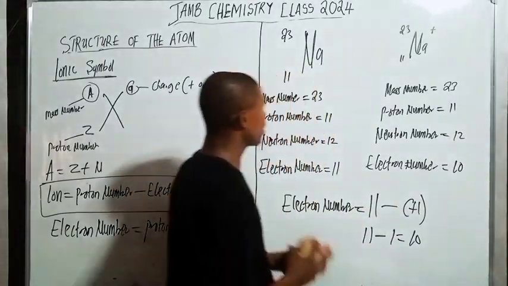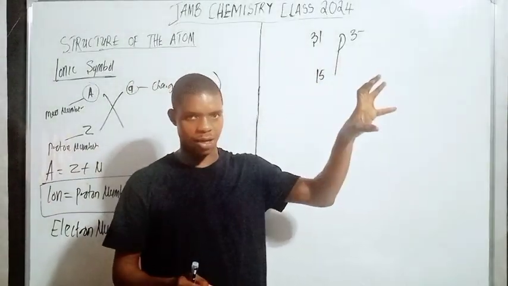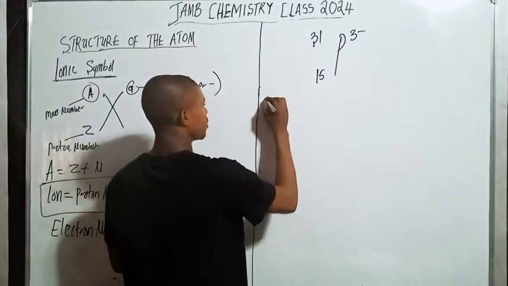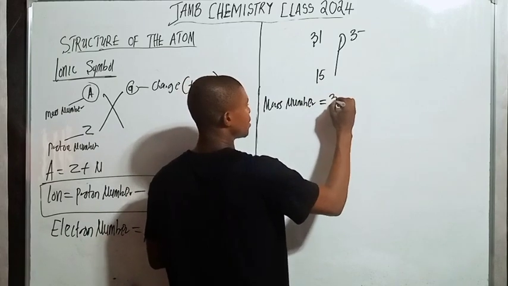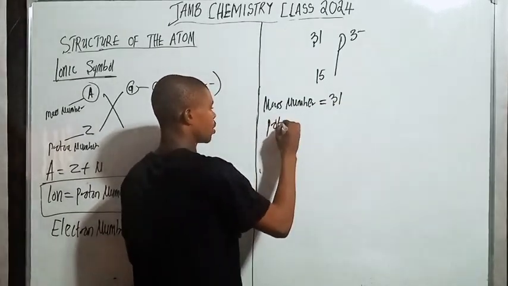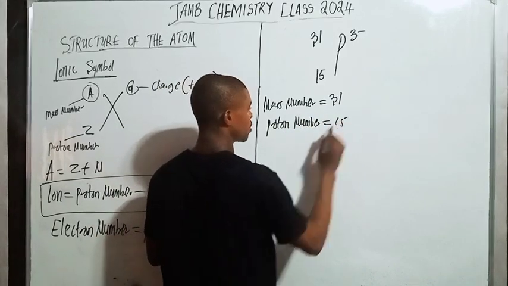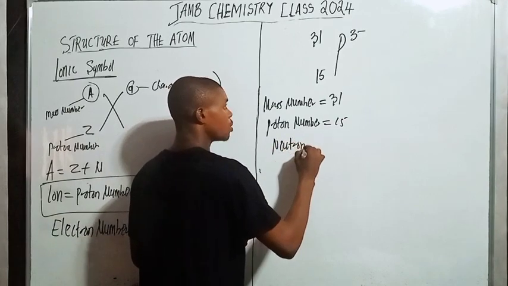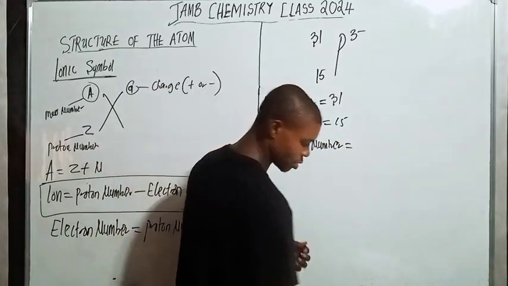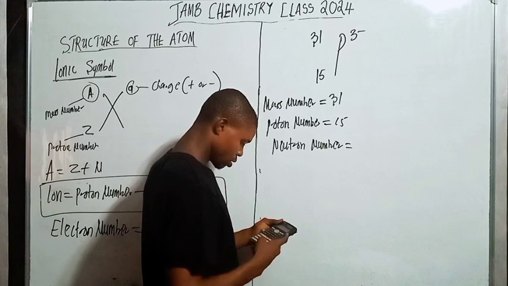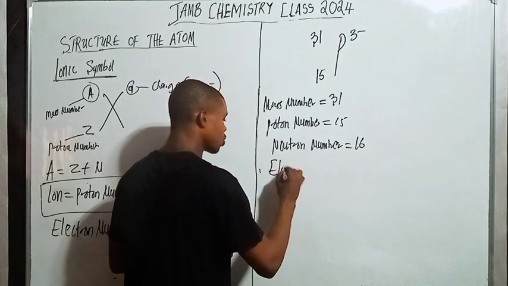So let's look at another question. Let's get the mass number, the proton number, the electron number, and the neutron number. My mass number is 31, right? Proton number is 15, right? Neutron number is 31 minus 15. 31 minus 15 is 16, right?